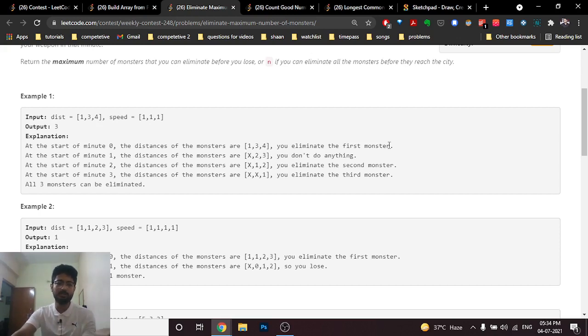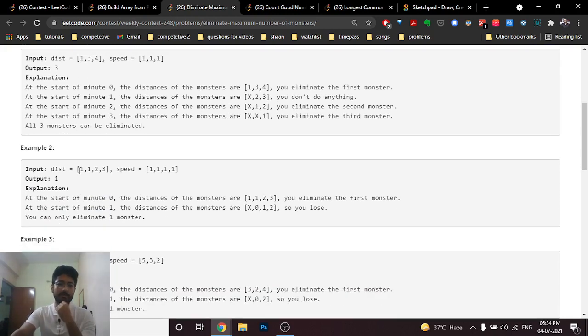So what you can easily do here is, in the starting 0th minute, at the start, you can kill the first monster, then you can kill the second monster and the third monster. And they will not reach, because this will reach after 3 minutes, and you can kill it on the first minute also. I hope you get the point. But in this example, as you can see, this monster can reach the village after 1 minute, and this can also reach the village after 1 minute.